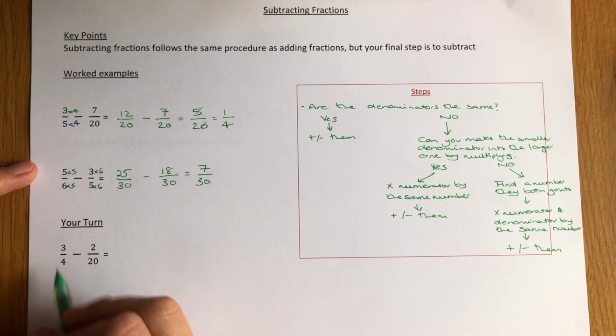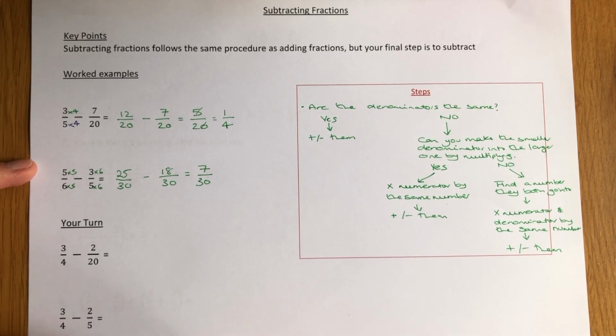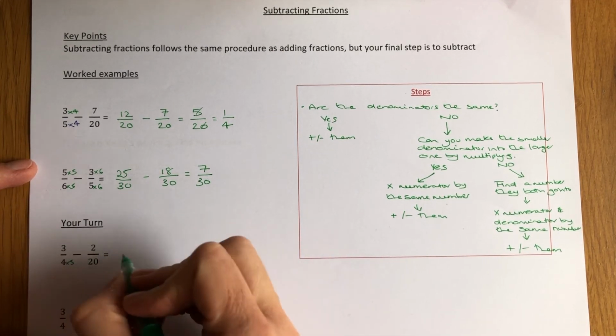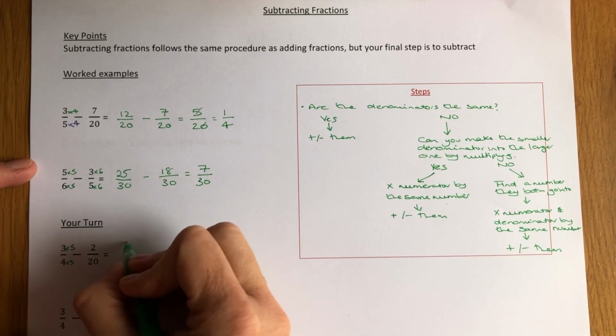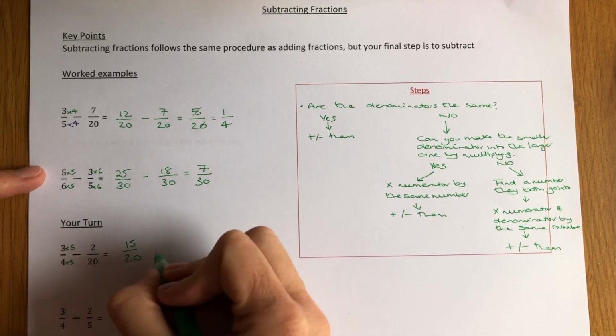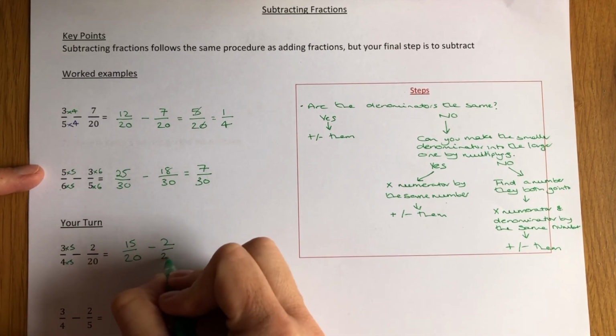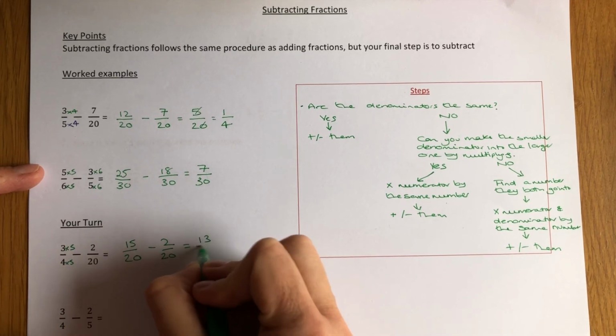Okay, let's go through this. Are the denominators the same? No. Can you make the smaller denominator into the larger one by multiplying? Yes, I could times it by 5 to make 20. Whatever you times the denominator by, times the numerator by, so I get 15 over 20 minus 2 over 20, which gives me 13 over 20.